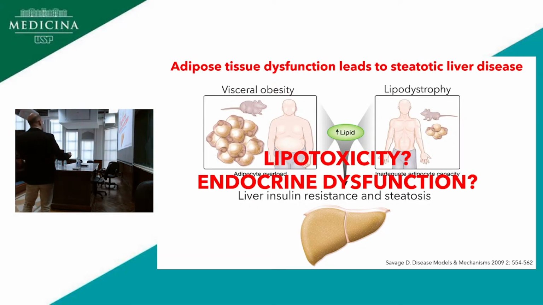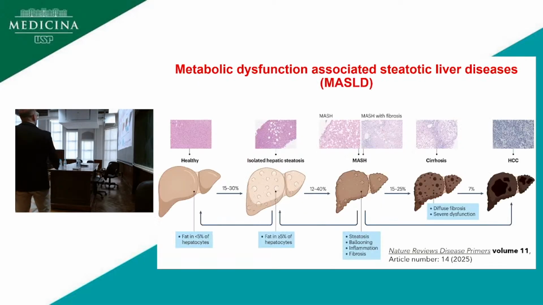So we are very interested in understanding how adipose tissue dysfunction drives the development of insulin resistance in the liver and steatosis, and we are looking mainly at the role of lipids as mediators, and also some endocrine molecules that are secreted by adipose tissue as mediators of these phenotypes.